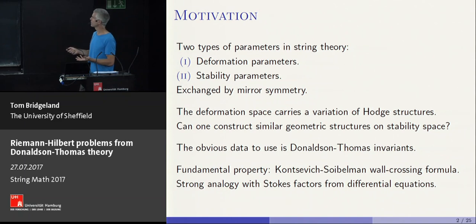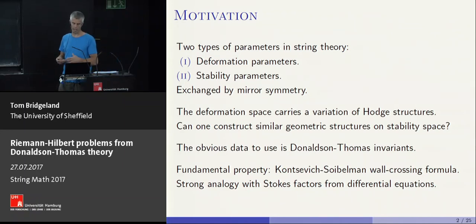And nothing of that applies to DT theory. Instead, the fundamental property of DT invariance is really this wall crossing formula, which I'm going to explain. That's really what you have. And so you need to understand that property better and see how it could lead to some geometry. And the key thing to bear in mind, which I'm probably not going to explain very well here, is that there is a strong analogy with the story of Stokes data and iso-Stokes deformations of differential equations.